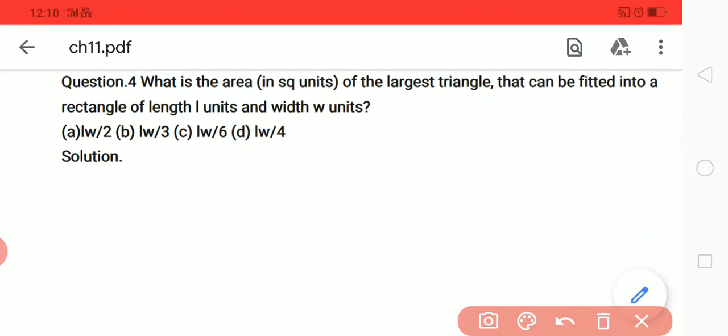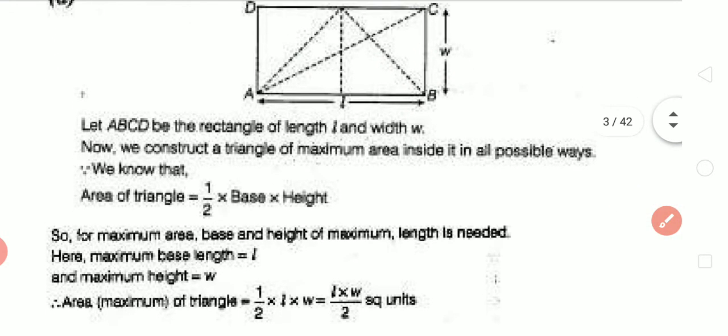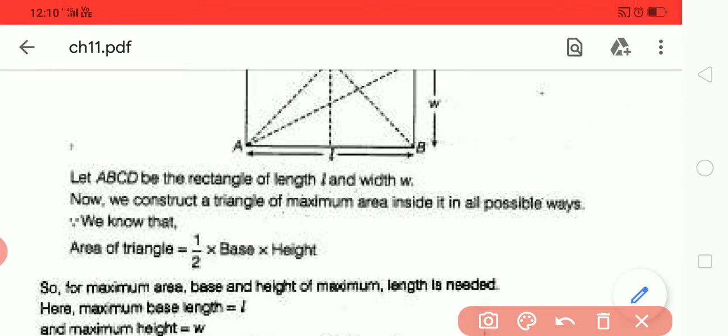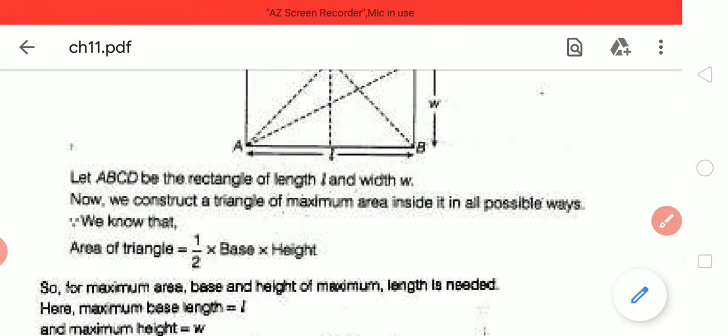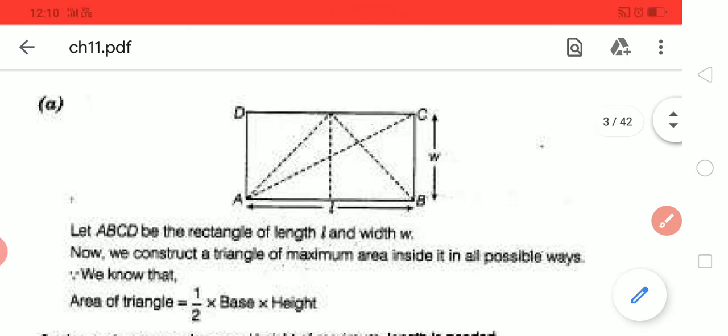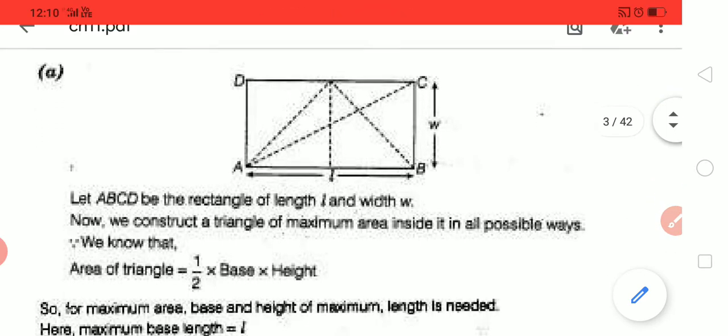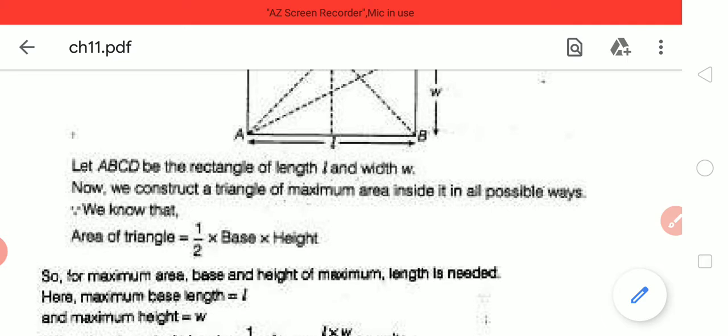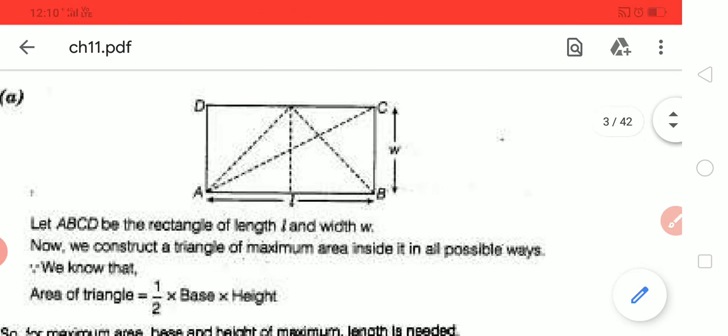What is the area of the largest triangle that can be fitted into a rectangle of length L units and width W units? Okay, let us start the solution. You can see here, this is the rectangle. ABCD is the rectangle with length L and width W.